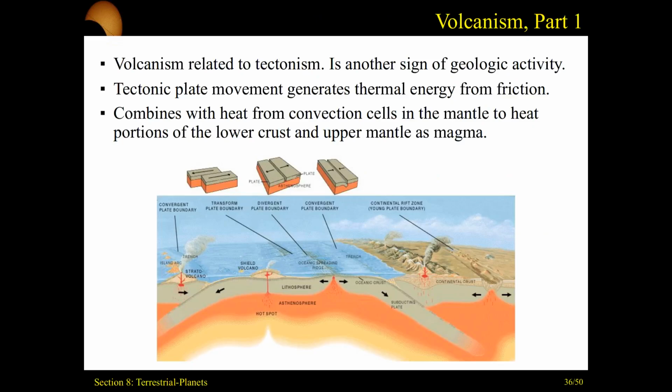Related to tectonism is volcanism. Once again, think about this. You'll have hot spots pushing material up through the layers of the crust. You'll have these hot regions that can break through the crust. Tectonic plate movement, once again, is generated by thermal energy and friction. So you'll have these frictions and these hot spots, and that combination of heat with what we'll call convection cells in the mantle can create regions of magma that can spew forth in the volcanoes, hence our volcanism.